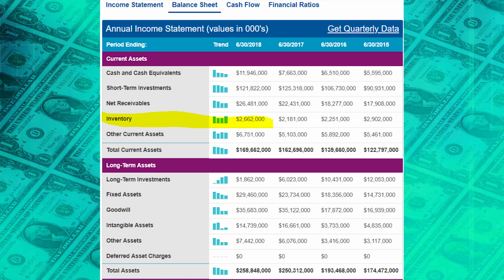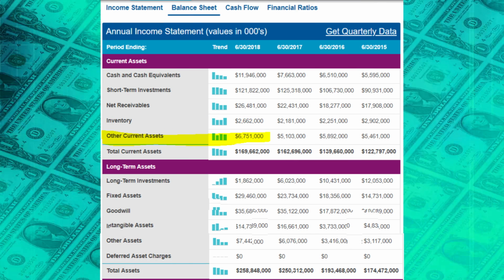But if this was a lot higher, then maybe I would start to worry and think, okay, can they actually sell through this inventory, or is it just going to be taking up space and not bringing in any money? But at less than 3 billion for a company the size of Microsoft that does over $100 billion in sales, it's not really a concern here.